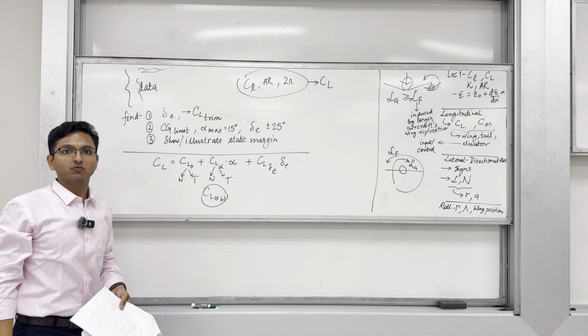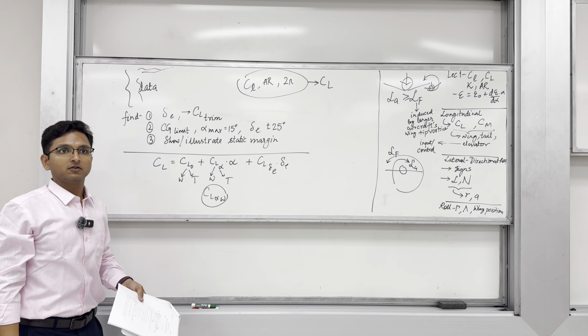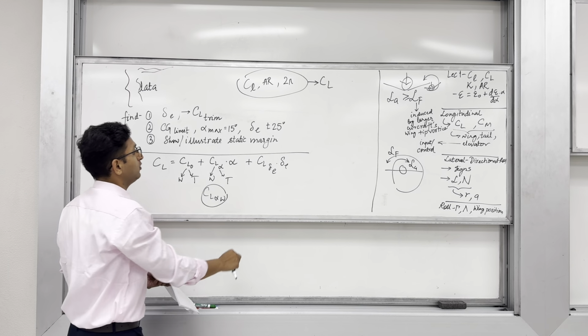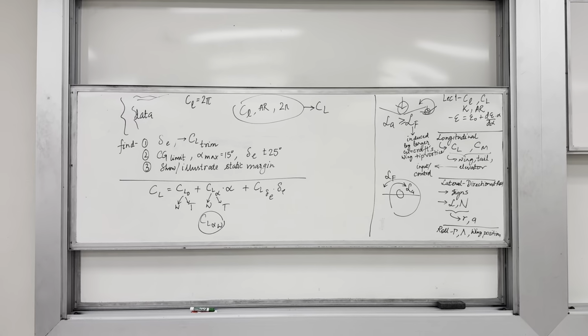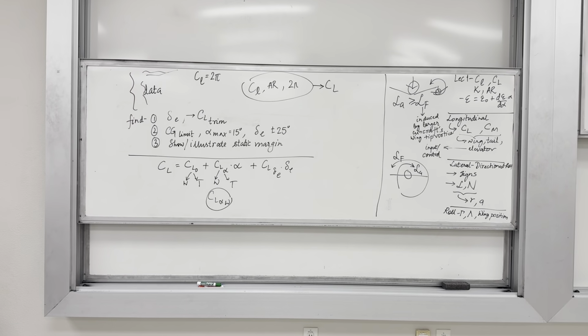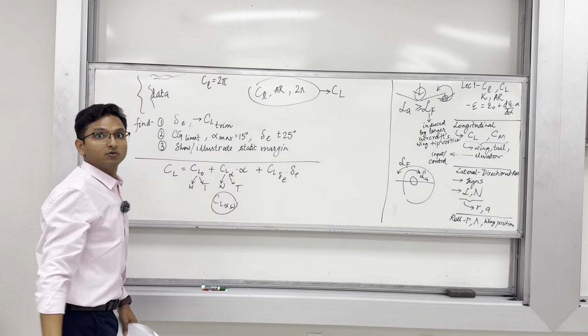If nothing is provided, what will you do? Let us say no information about CL was provided. For the lift coefficient, you can always assume that if it is not provided, you can write down in your answer sheet that I am assuming CL equals 2 pi. Which CL? CL 2D, okay.